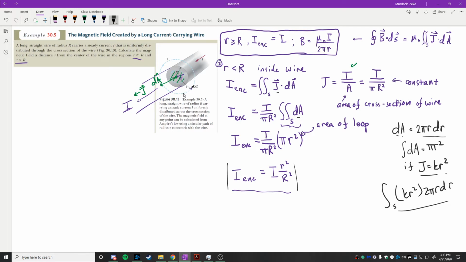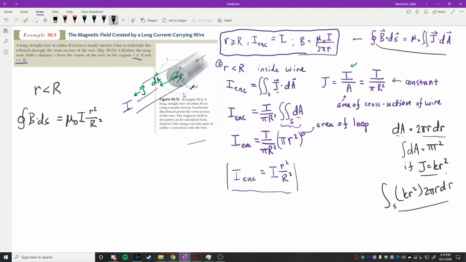I enclosed is this. And now we throw it back into our equation. So now we have basically, I'll write this over here. So now we're doing integral b dot ds. And this is the region where r is less than big R. We say that this is equal to mu naught times I enclosed, but we just calculated what I enclosed was. That's I times little r squared divided by big R squared.